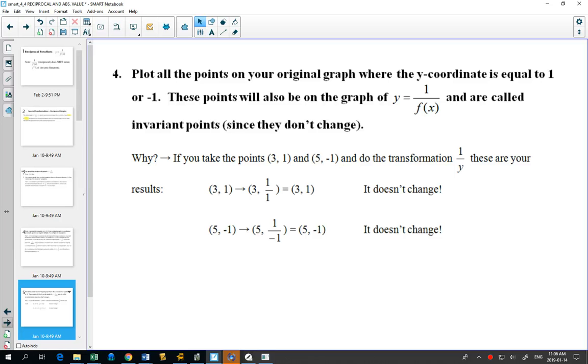We are then going to plot certain points that are nice. This step, sometimes we'll do it, we won't always do it. But if you have a point like 3, 1, when you do 1 over 1, notice that it doesn't change. That also happens with negative 1. If you did 1 over negative 1, it's still negative 1. Those are called invariant points. So if you like highlighting new definitions, you can highlight invariant points because they don't change. Sometimes your invariant point is really easy to see. Sometimes it's not, so we don't always label it completely.